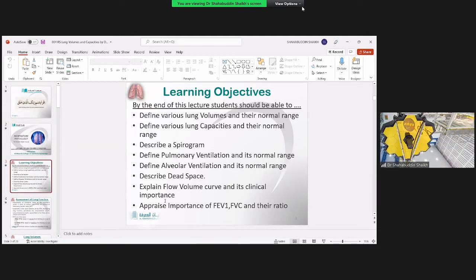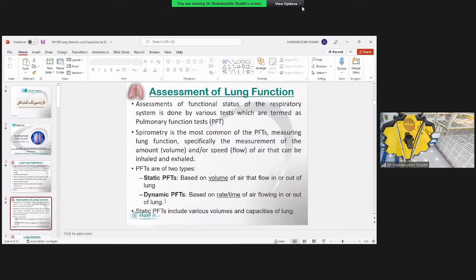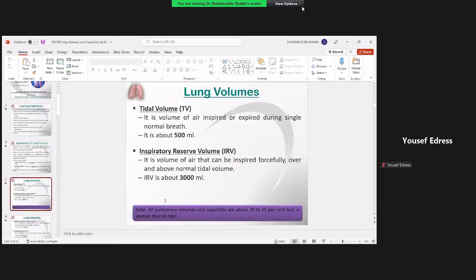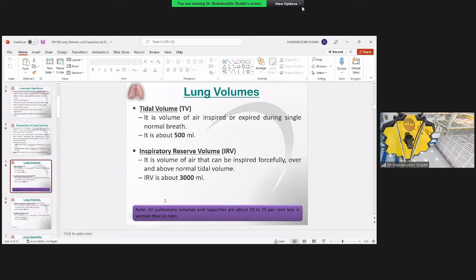Let us go ahead and see the slides here. Can you see this is our first slide? Yes, sir. Yes, Doctor. Okay. So let us go ahead and see the first 4 volumes and 4 capacities. Can somebody tell me the definition of tidal volume? Simply breathe.